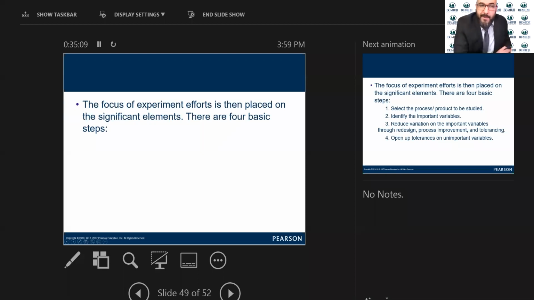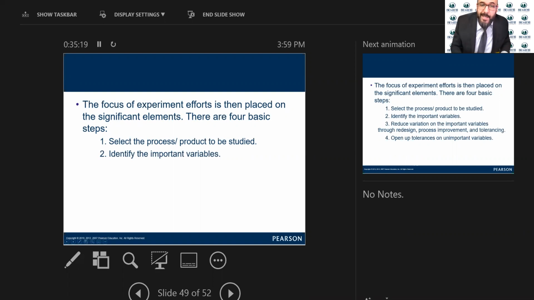There are four basic steps for design of experiment. First of all, select the process, what product you would like to study. Second, identify important variables, what the variables are that we should look into. An example would be maybe the thickness of the material. Is that a variable? Is this a factor that will impact the quality?